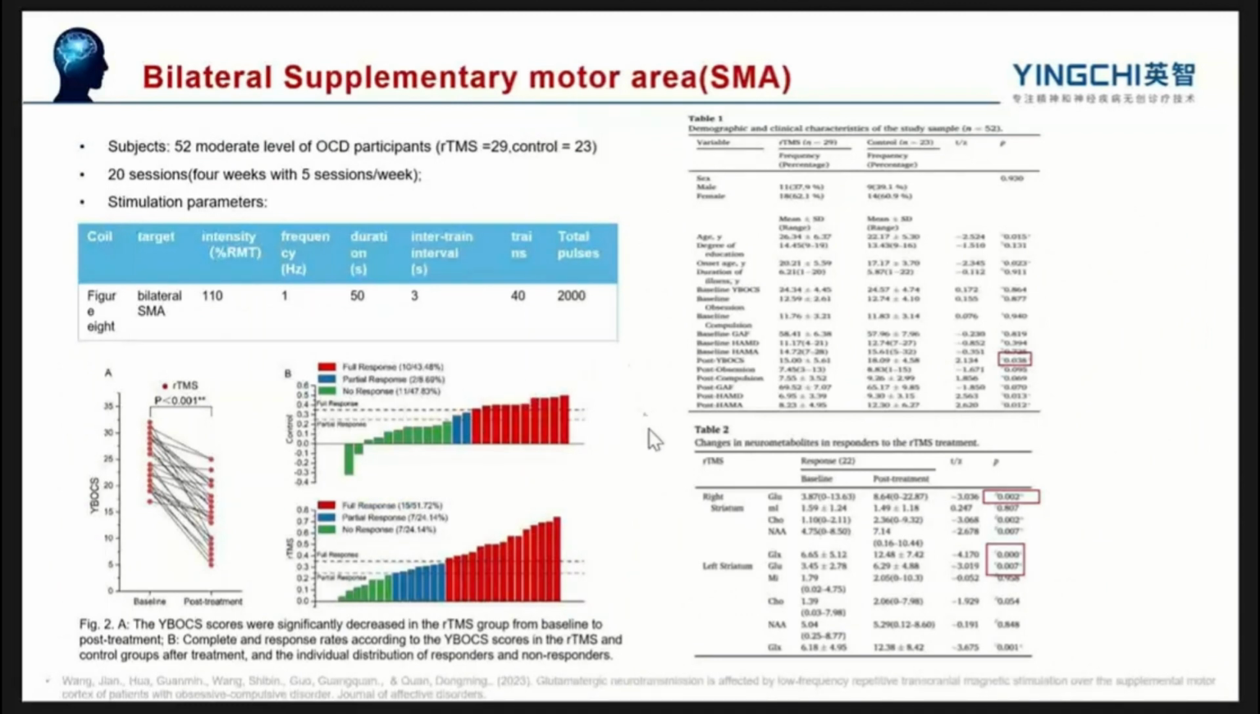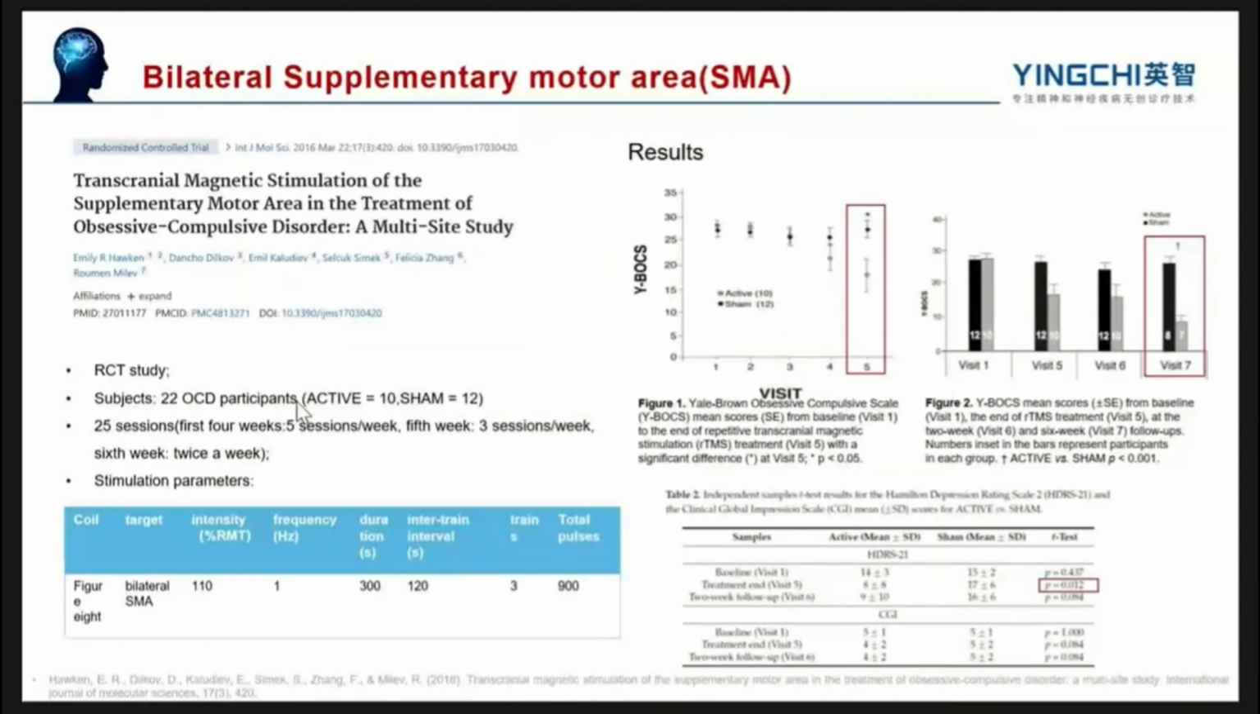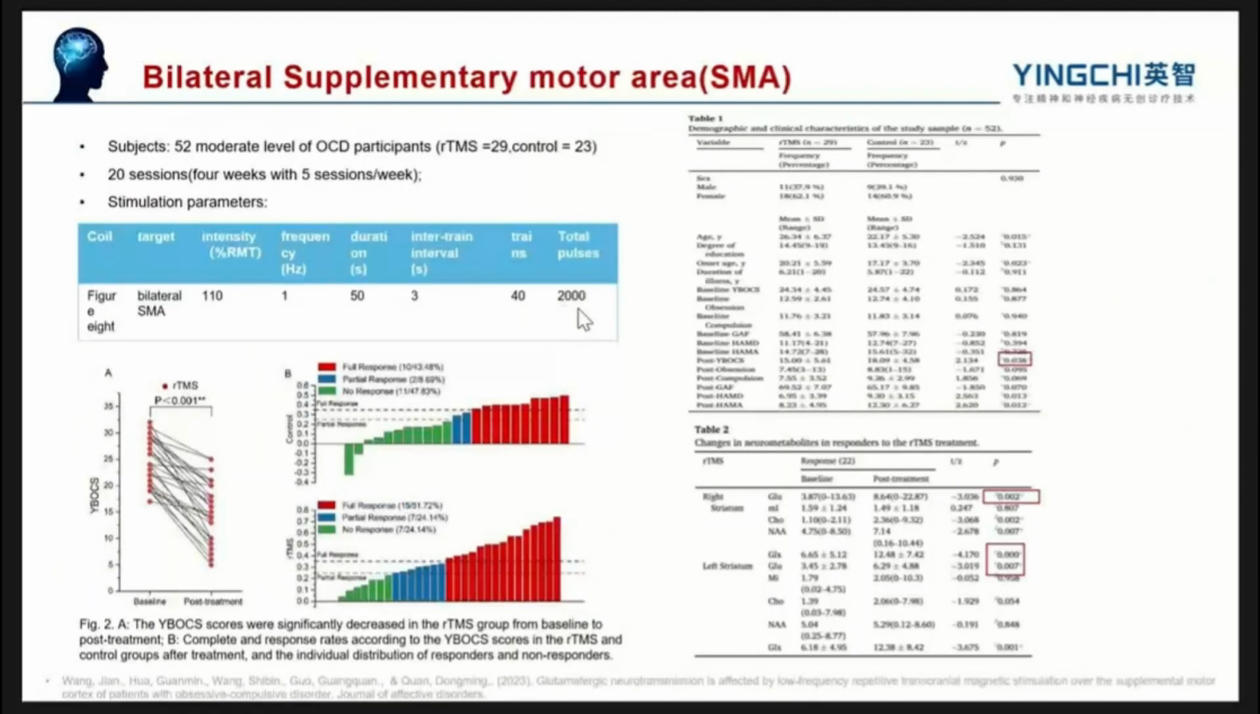And this study also uses the target bilateral SMA, and this paper was published this year, and it was done by a Chinese hospital in Guangzhou. In this study, it's not an RCT, but they use an rTMS group and a control group only using medicine. The total subjects is 52 moderate level OCD patients. The total sessions is 20 and applied in 4 weeks. And the stimulation parameter is similar to the former study. But the total pulses is more than the former study, 2,000 each session.